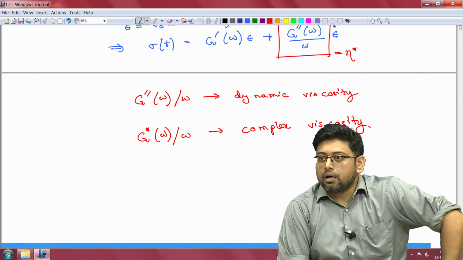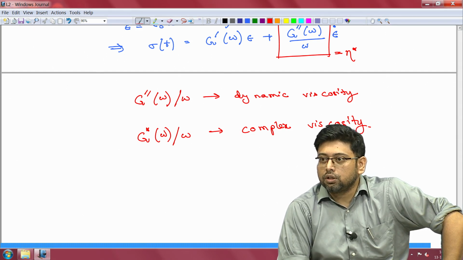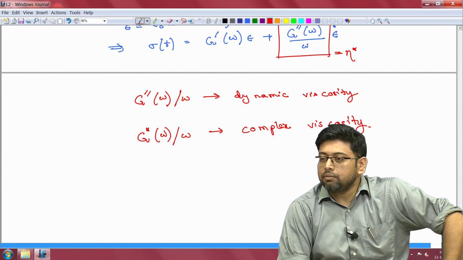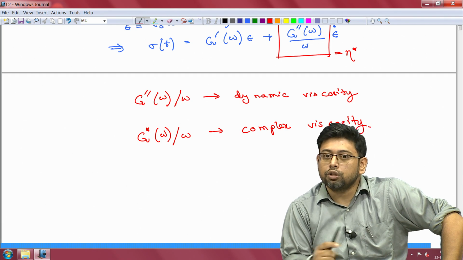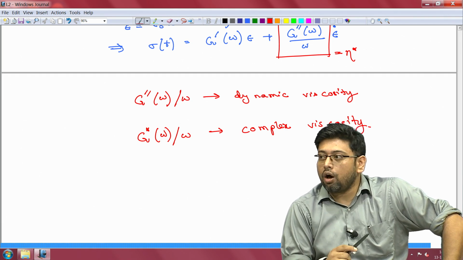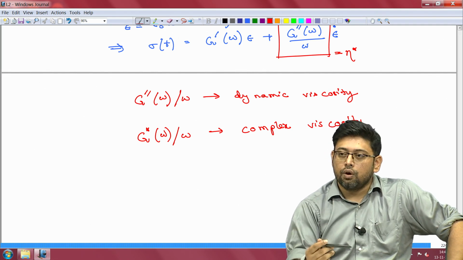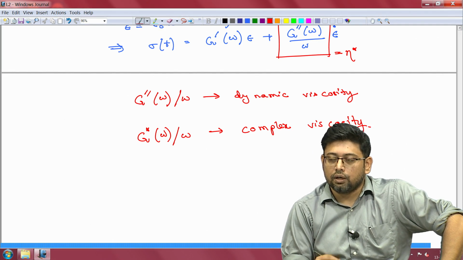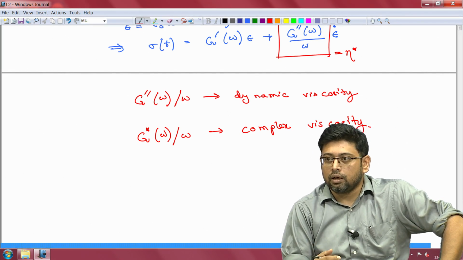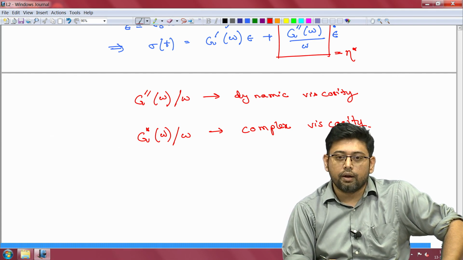Now, the two names are obviously given because one of them represents the storage of energy in the system, the other one represents the dissipation of energy. And this idea of storage and dissipation goes back to our previous discussion on the classical elastic solid and the classical viscous fluid, and from there we have motivated ourselves and seen that one of those terms represents storage and the other one represents dissipation, right.